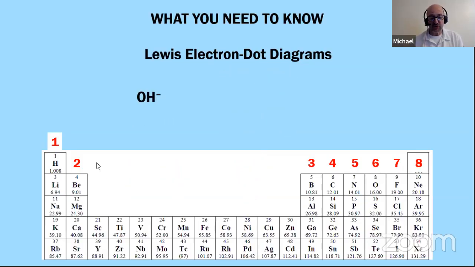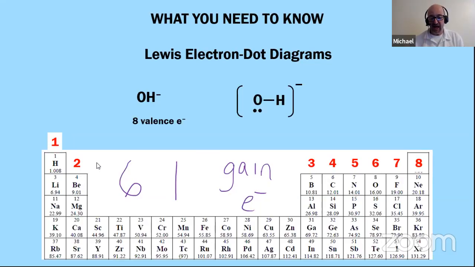This is the hydroxide ion, which would be, in this case, 6 for oxygen, 1 for hydrogen. And because a negative charge means you have gained an electron, we actually have 8 total. I'll go ahead and add my last 3 sets of lone pairs of electrons around the oxygen to complete the octet.